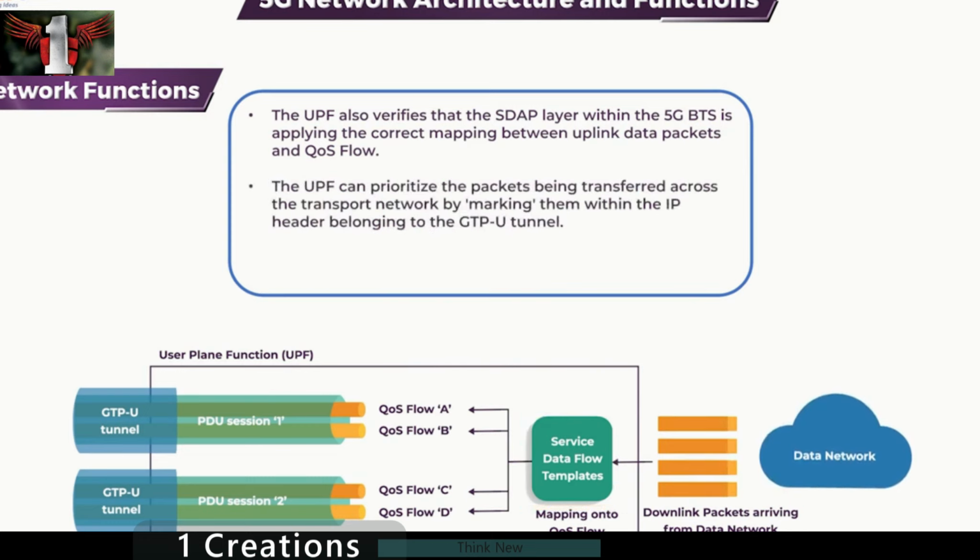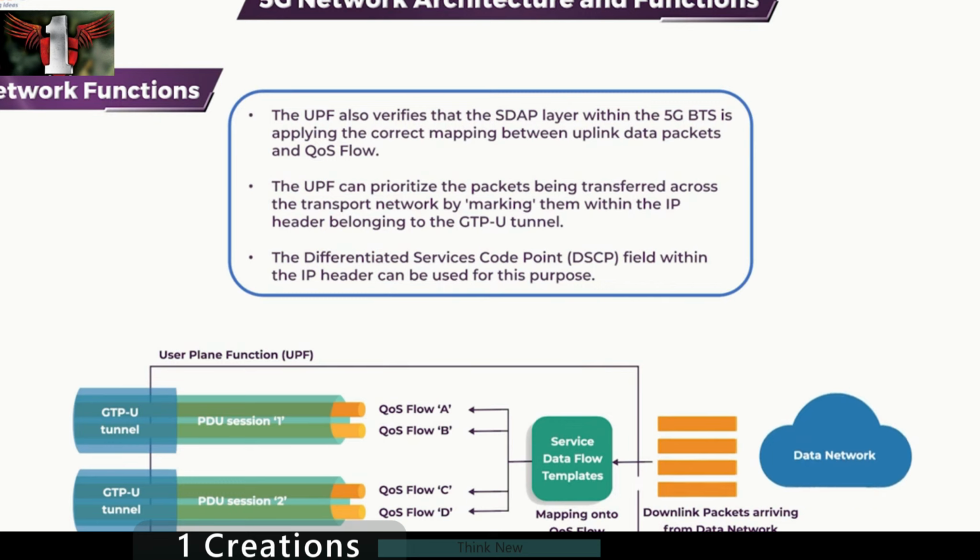The UPF can prioritize the packets being transferred across the transport network by marking them within the IP header belonging to the GTPU tunnel. That is, the outer IP header added by the UPF rather than the inner IP header which belongs to the end user application, assuming a PDU session has been set up to transfer IP packets. The Differentiated Services Code Point, DSCP, field within the IP header can be used for this purpose.